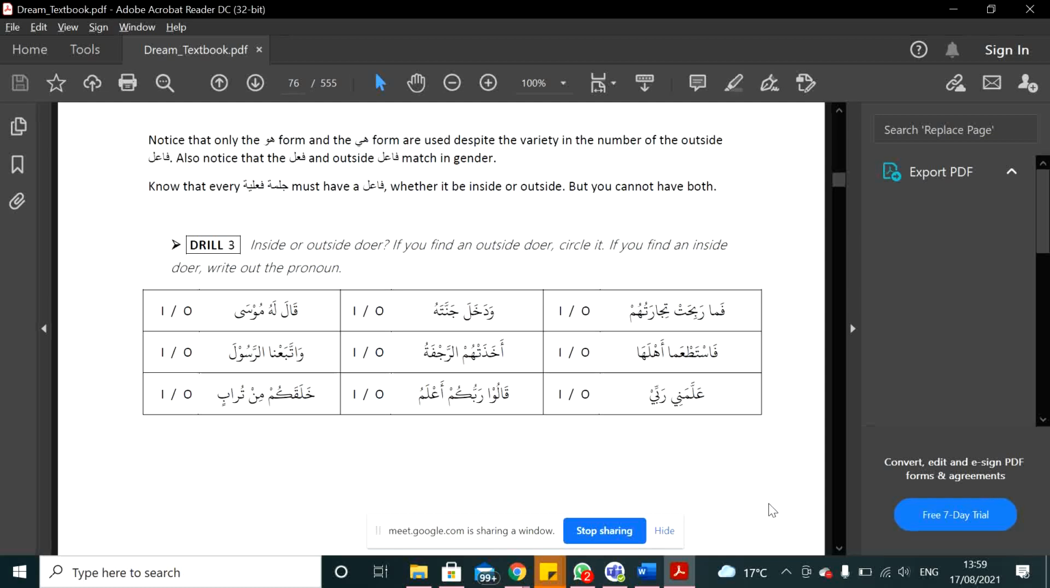So do we have rafa here? No, we don't have rafa here. So it must be marfu. So the condition is not meeting. So it's not an outside doer. So what is the doer in dakhala? The doer in dakhala is the inside doer, that is huwa. Very well done. Very good.